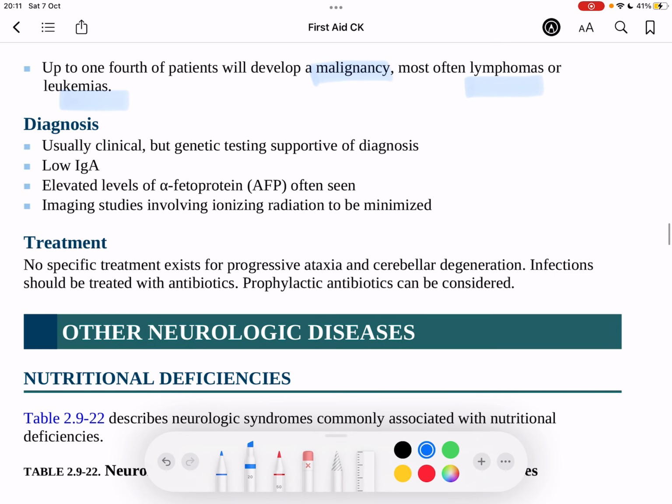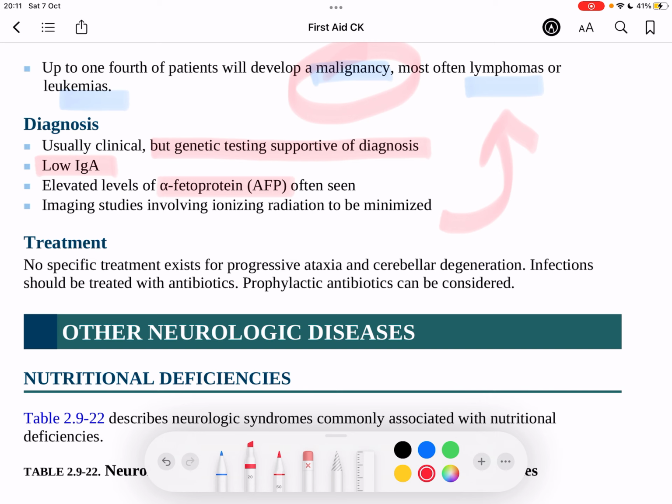In terms of the diagnosis, usually it's a clinical diagnosis, but genetic testing is usually supportive of that diagnosis. So you could be checking for mutations in ATM. You can check immunoglobulin. Usually you see a low IgA. And then you can also check for AFP, and that's very high yield to know. We usually see elevated levels of the AFP molecule. And of course, imaging studies involving radiation should be minimized because that can increase the risk of DNA strand breakage, and that can then increase the risk of malignancy. So we should minimize that.